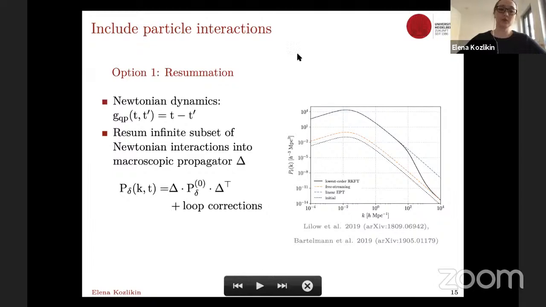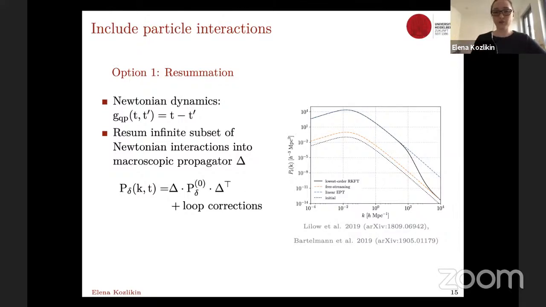So the first thing one can do is to say we have simply Newtonian dynamics. So we know our Green's function, we know the propagator. And then it is possible to define a perturbation series such that we're able to resum an infinite subset of interactions into a macroscopic propagator. We can then express the density power spectrum as some tree-level contribution and then loop corrections. And they already include parts of the interaction between particles. So even the tree level does.